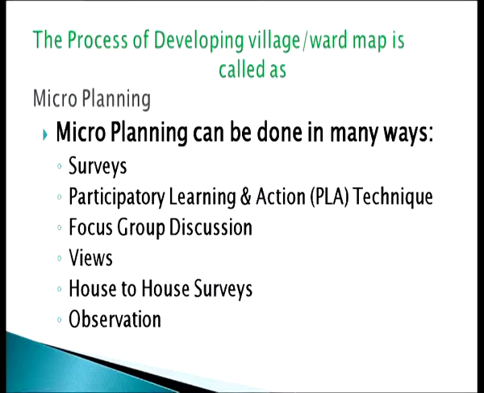Micro planning can be done in many ways. Micro planning becomes essential in identifying the local resources and mobilizing the resources, as we know. So, therefore, micro planning can be done in many ways. Some of the important techniques that we use for micro planning are surveys, which are normally done. Usually in most cases surveys is the common technique that we do.